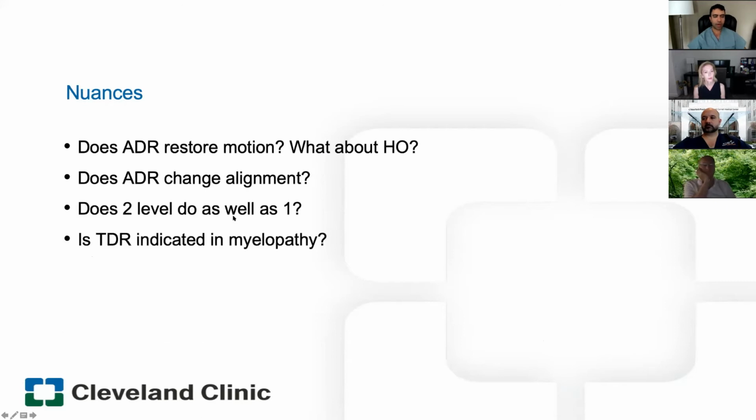So some of the questions that I have, now that we have much more experience with these devices, are: do these devices restore motion? And what about heterotopic ossification, right? Because that's one of the main problems with these arthroplasty devices, that they can fuse over time and they don't keep the motion. Does it change the alignment of your spine? Do 2 levels truly do as well as 1? And can we potentially expand the indications for total disc replacement for patients who are myelopathic?